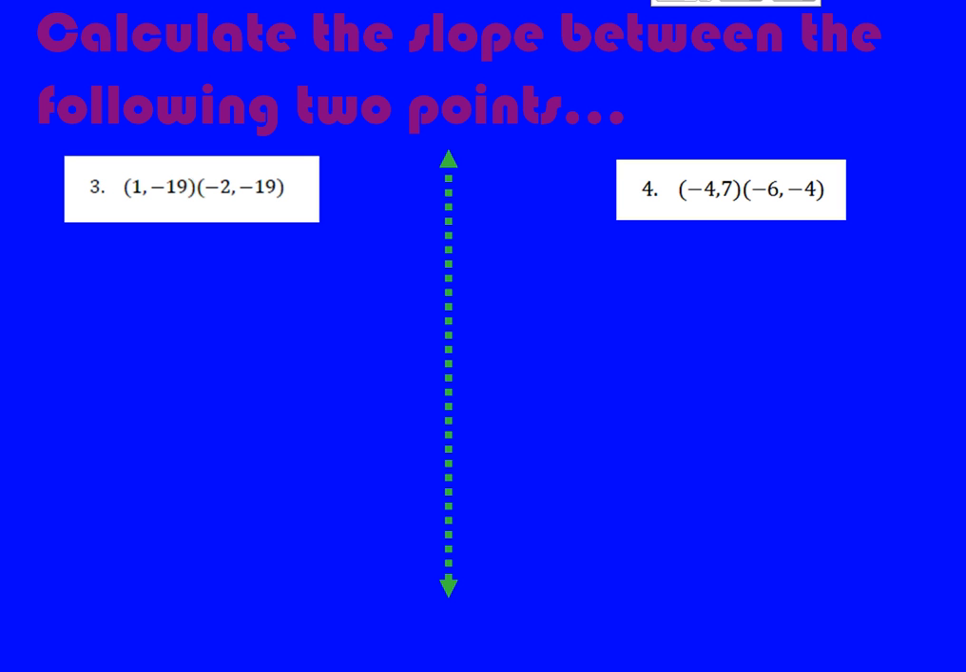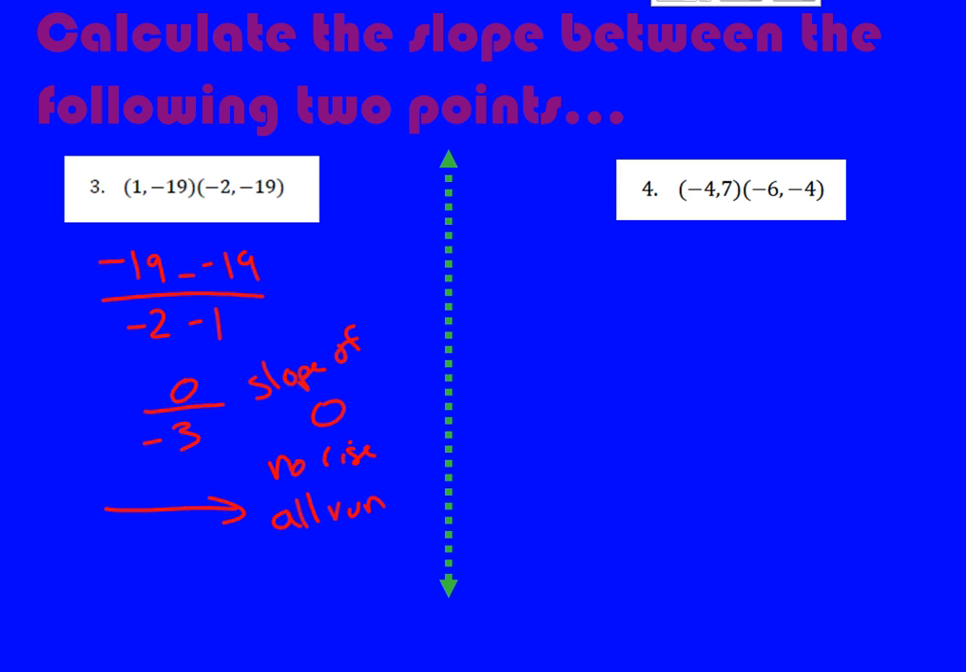So check out these two. Negative 19, 1, negative 19, negative 2. So negative 19 minus negative 19, and then negative 2 minus 1. Well, if you do it correctly, this top should be 0, the bottom should be negative 3. That is a slope of 0. All right, that means that there is no rise, all run. So it is a straight horizontal line.